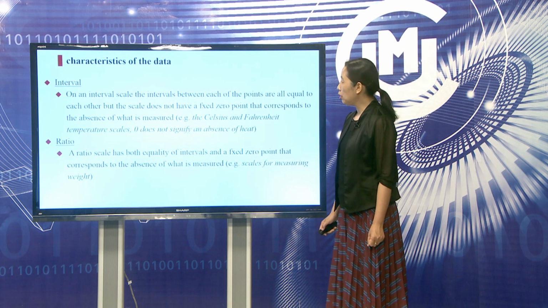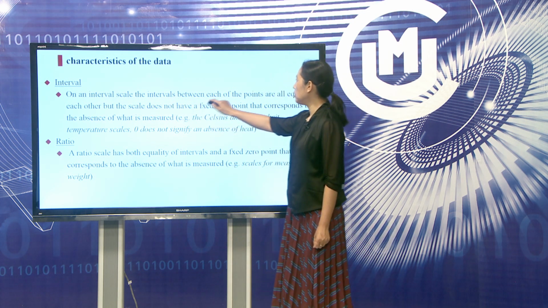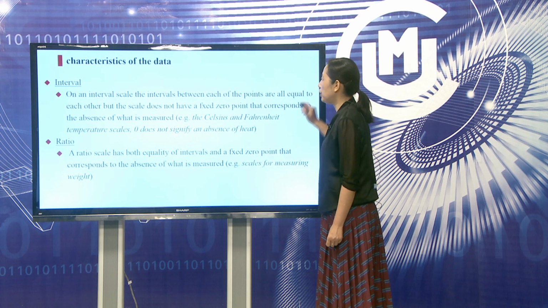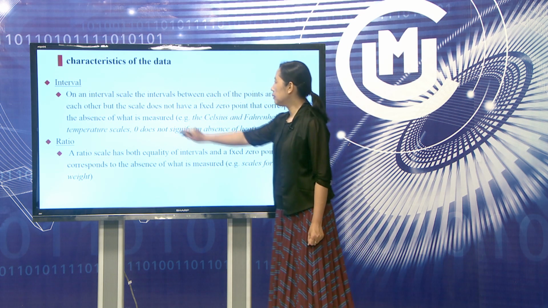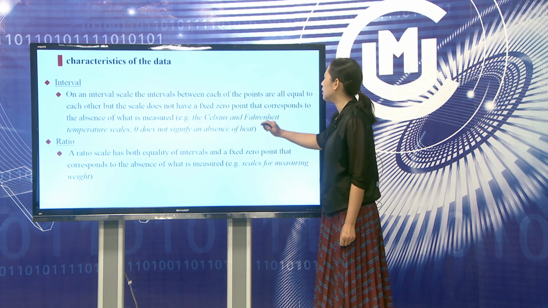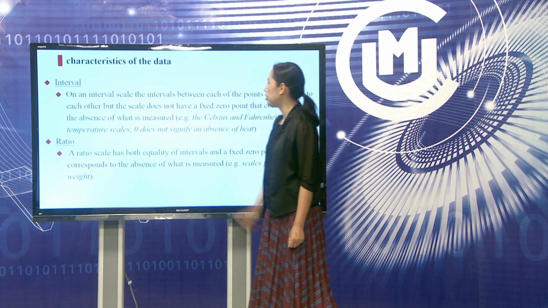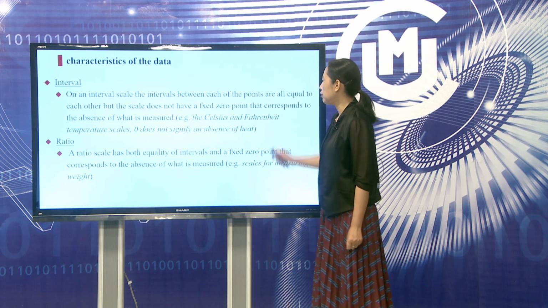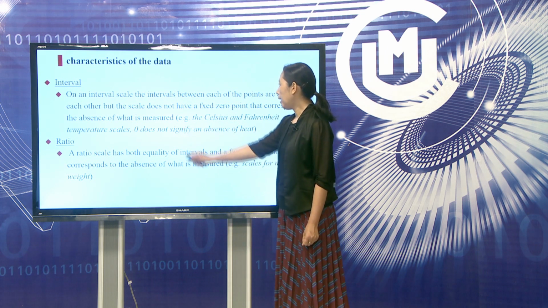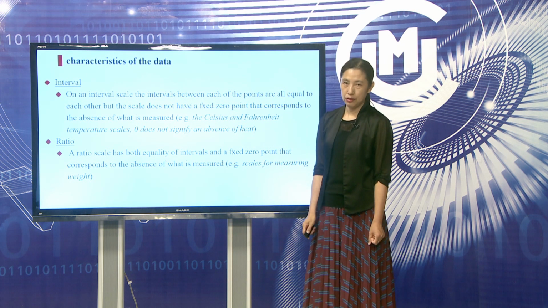And for interval data, interval means the intervals between each of the points are all equal to each other, but the scale doesn't have a fixed 0 point that corresponds to the absence of what is measured. For example, the temperature we measure for the weather, and 0 doesn't signify an absence of heat, right?